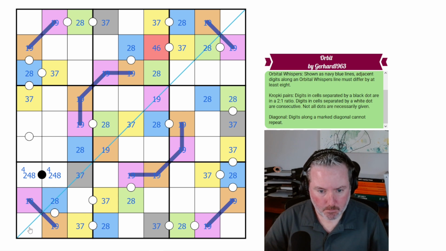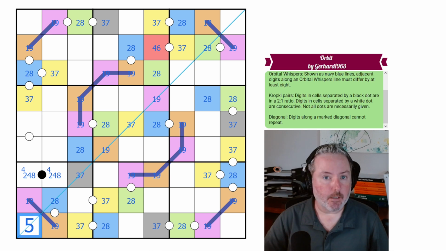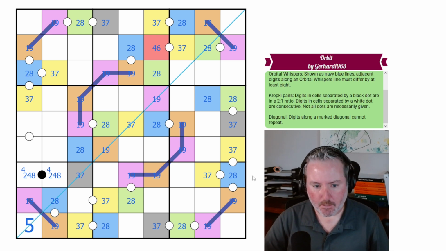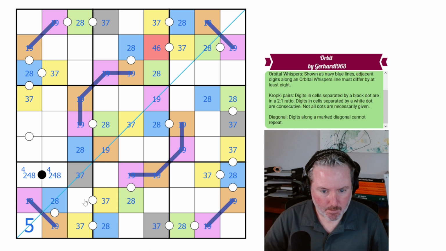And the final digits on here, there has to be a 5 somewhere, and it can't go here because it can't connect to a 3, 7. So this is a 5. We've got a digit. It took 25 minutes, but we got there. And this has to be the other.